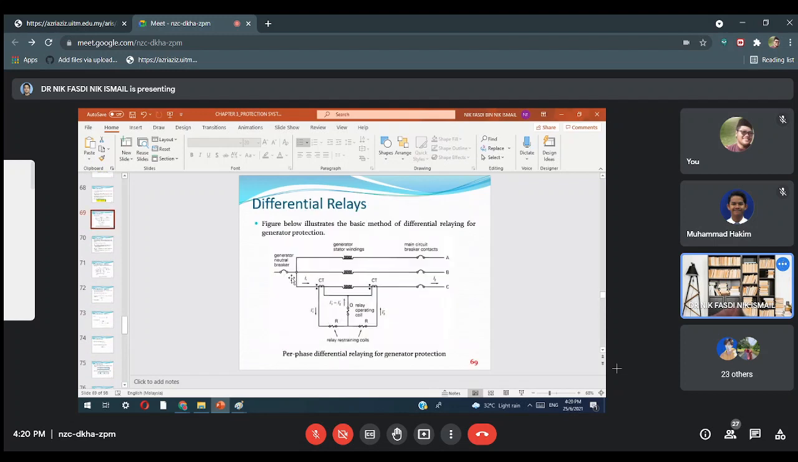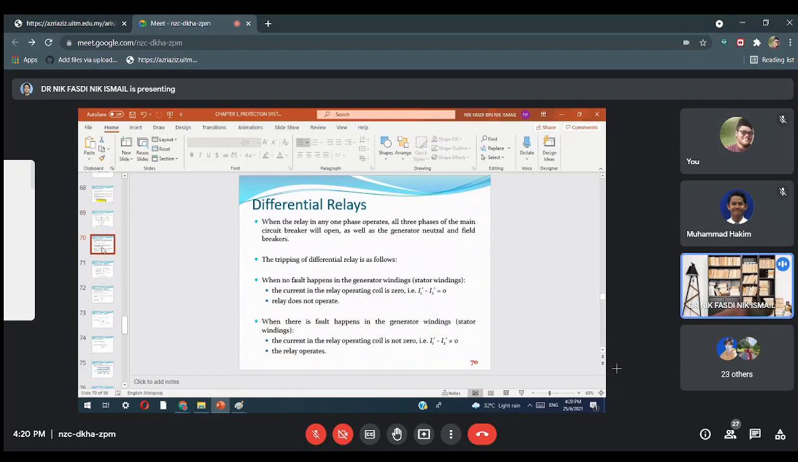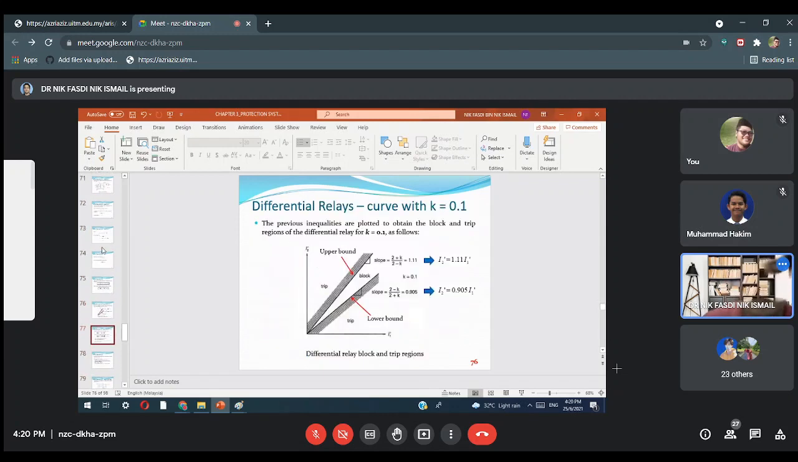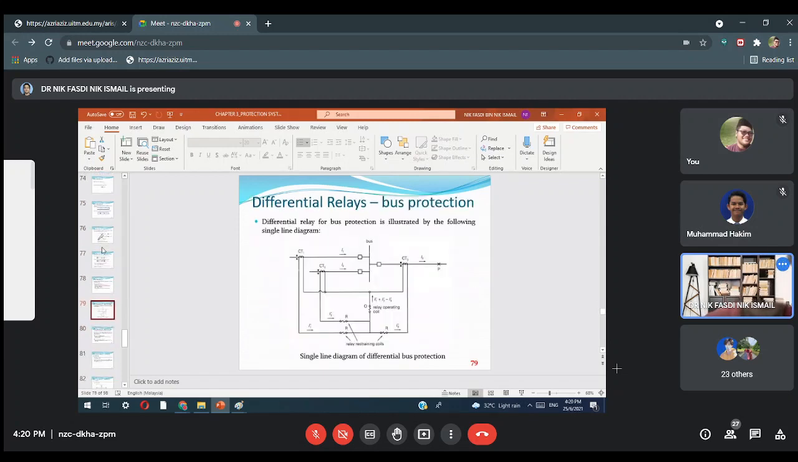If you look carefully, the current enters here, is sensed by the CT, and produces I1 prime. For this side, it is I2, and similarly it steps down to I2 prime. Okay, that is what it means. There is no need to calculate the fault voltage or current. Okay, up to here. Alright.